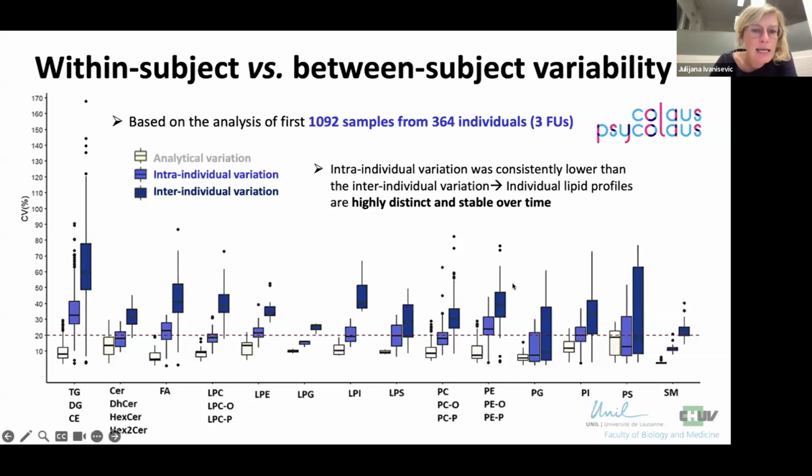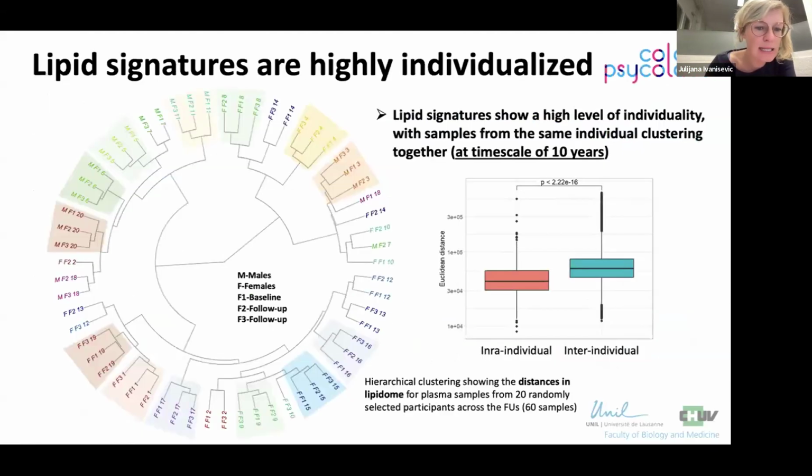So this made us explore them further using different unsupervised multivariate analyses. And so we used t-SNE and PCA, and here you can see the results of the hierarchical cluster analysis, which show really the distances in lipid signature, so in lipidome, for plasma samples from these 20 randomly selected participants across these 3 different time points, so overall 60 samples.